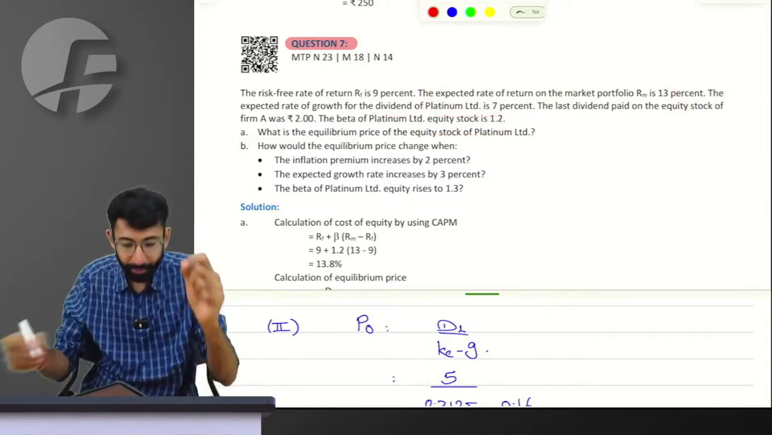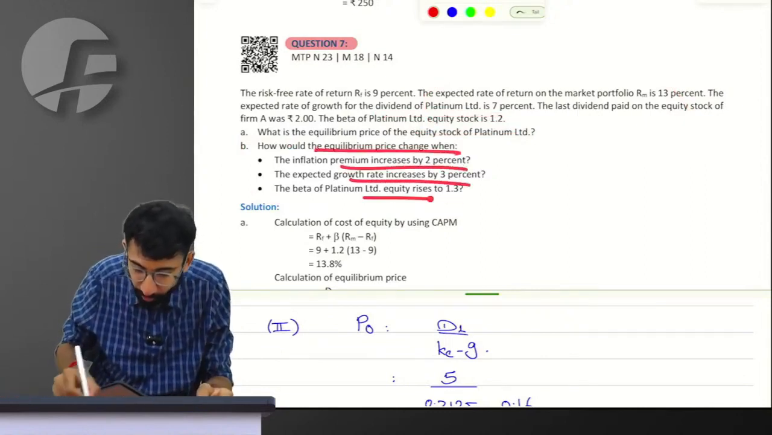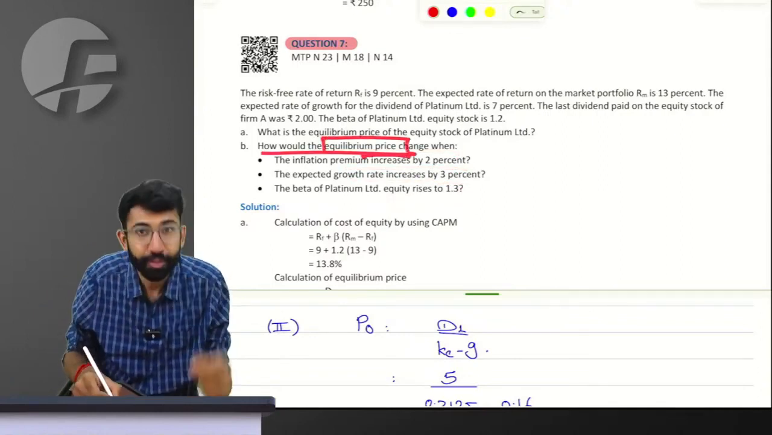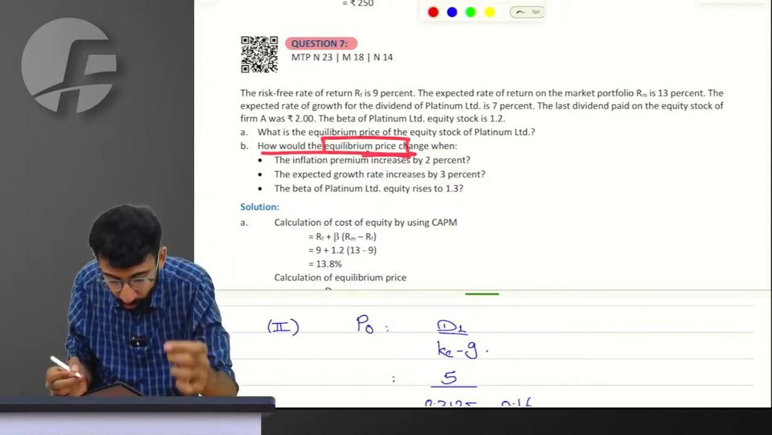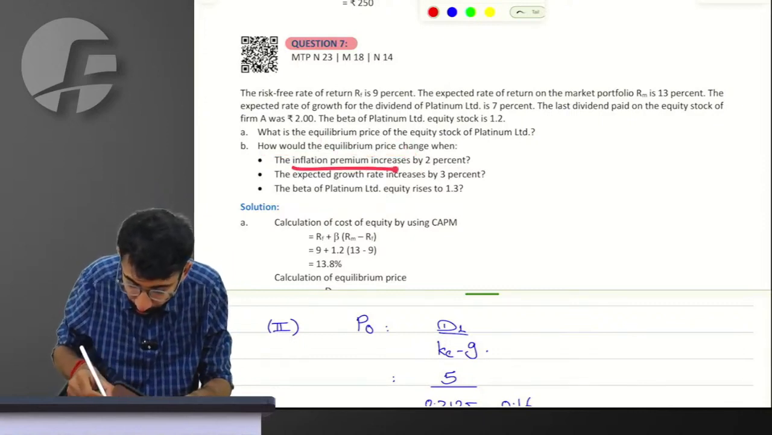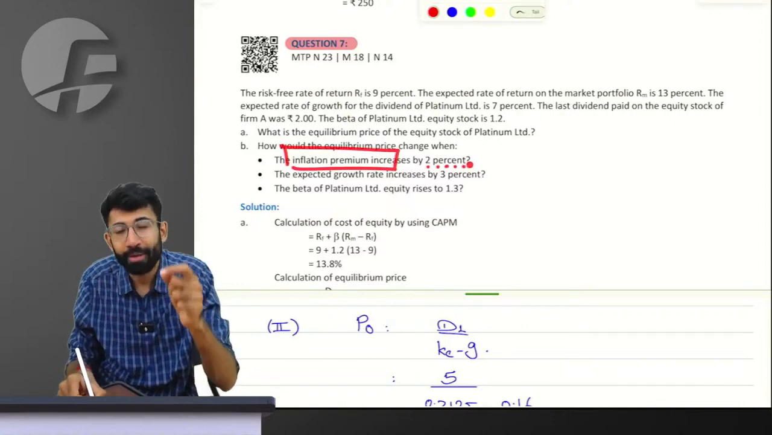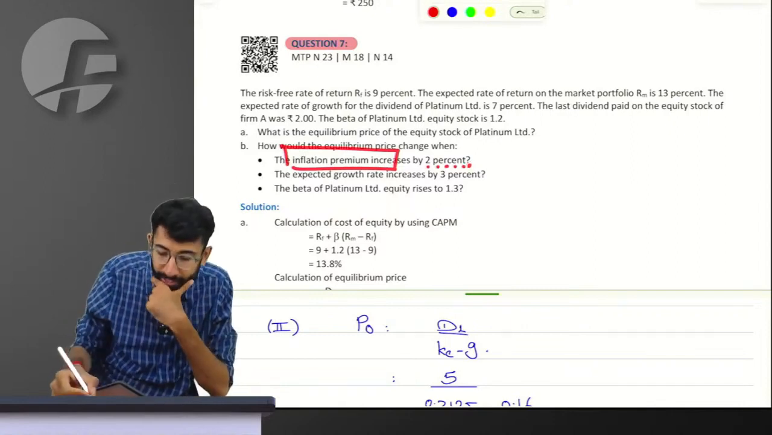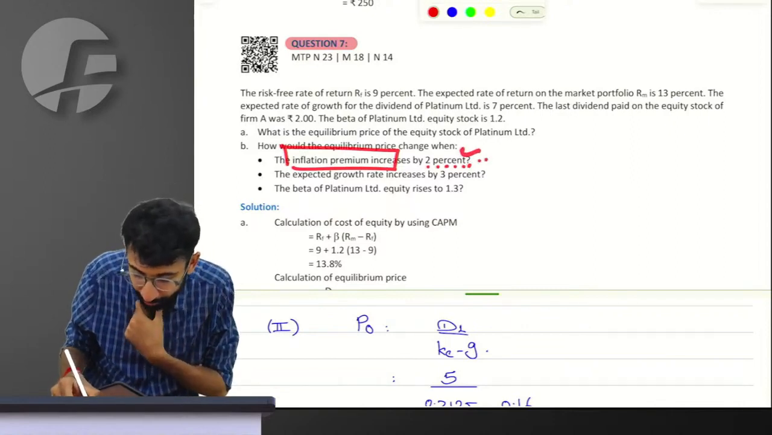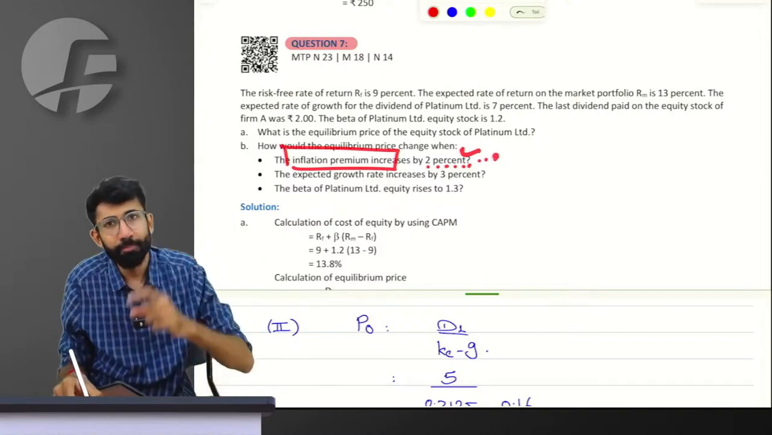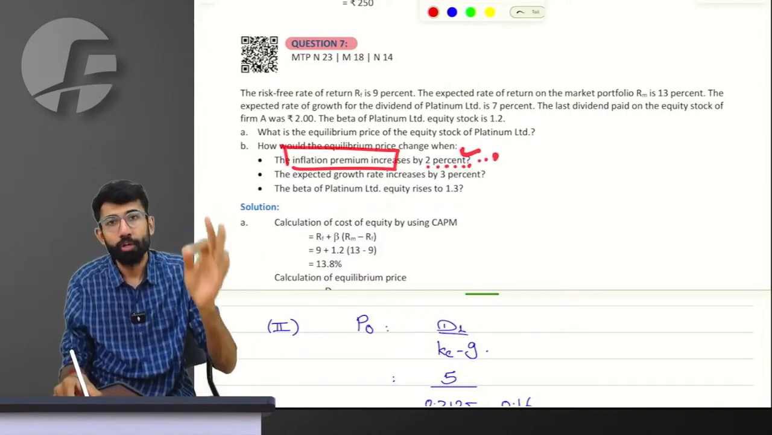Let me explain how the effect of change in information given. How would the equilibrium price, which means how would the intrinsic value change when inflation premium increases by 2%? This is what I want to primarily teach you. Inflation premium increased by 2%. You tell me, if inflation premium increases by 2%, what all will increase?